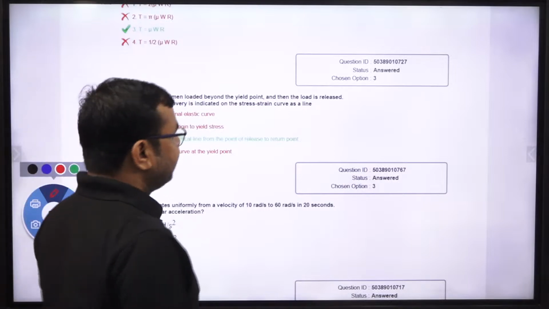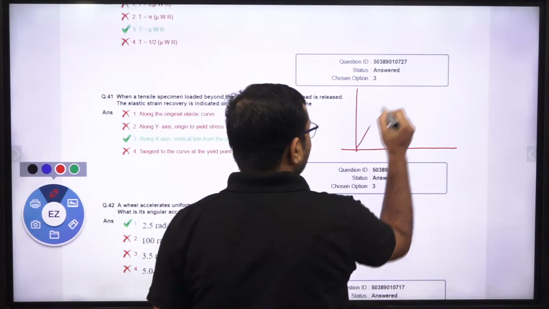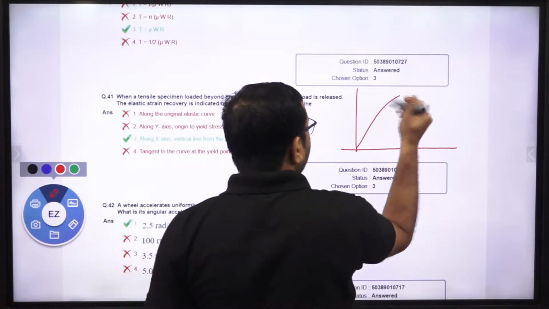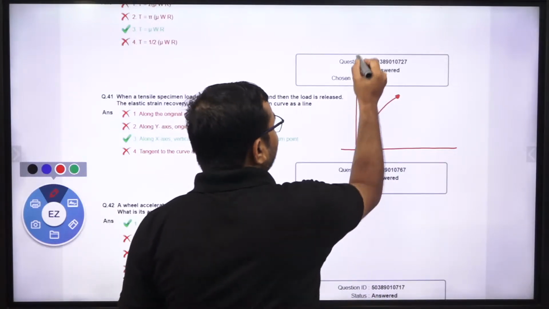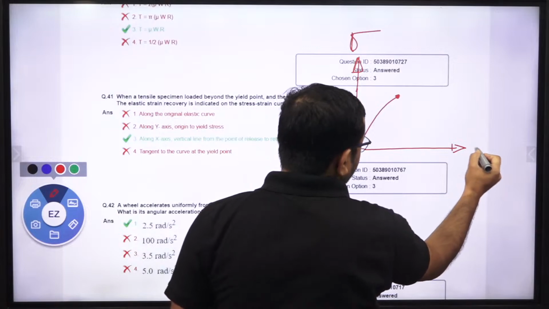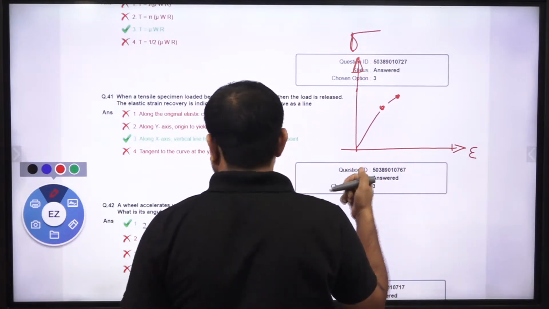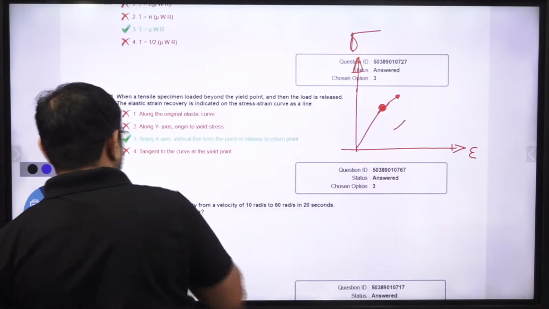So once again, if I draw the stress versus strain diagram, you can see it looks like this, correct? We load up to this point, the point up to which the material is loaded, and obviously this point is situated in the plastic region. Yes or no? This is your elastic limit.